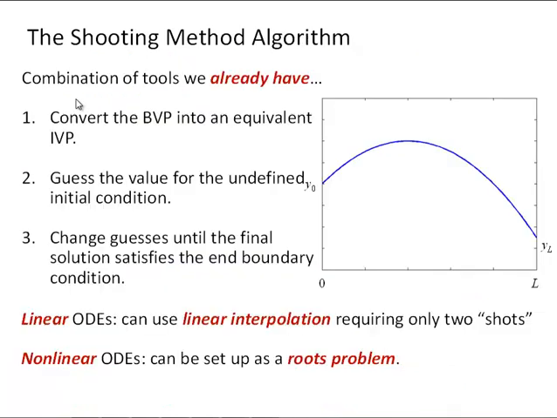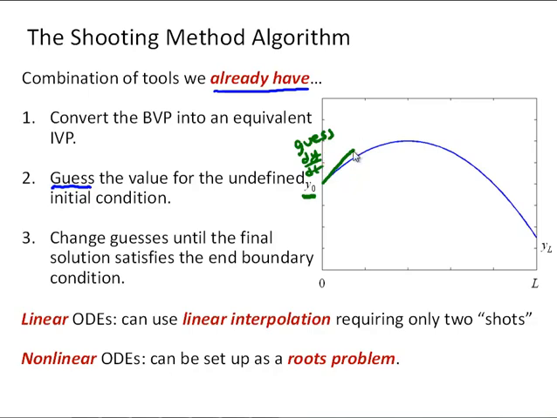The shooting method algorithm is a combination of tools we already have, things we've used earlier in the class. So again, we'll start by converting the boundary value problem into an equivalent initial value problem, as I've just discussed. Then we'll guess the value for the undefined initial condition. So here's our solution again. Say we know y naught, and we might guess dy dt at t equals 0.